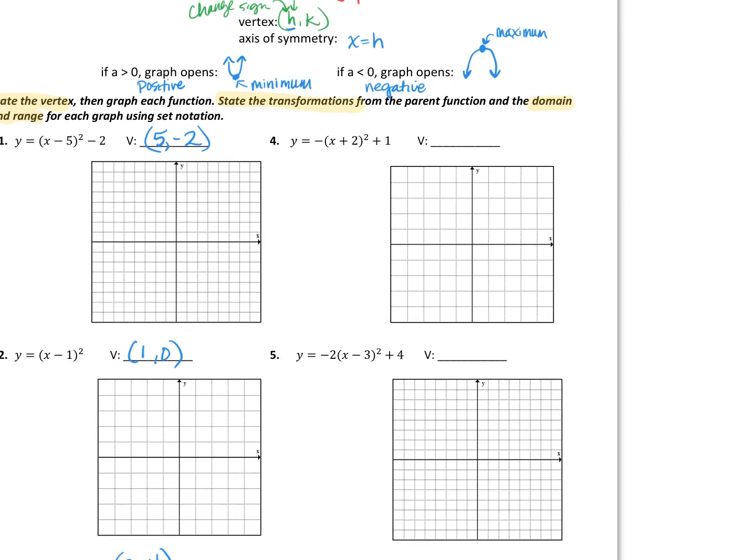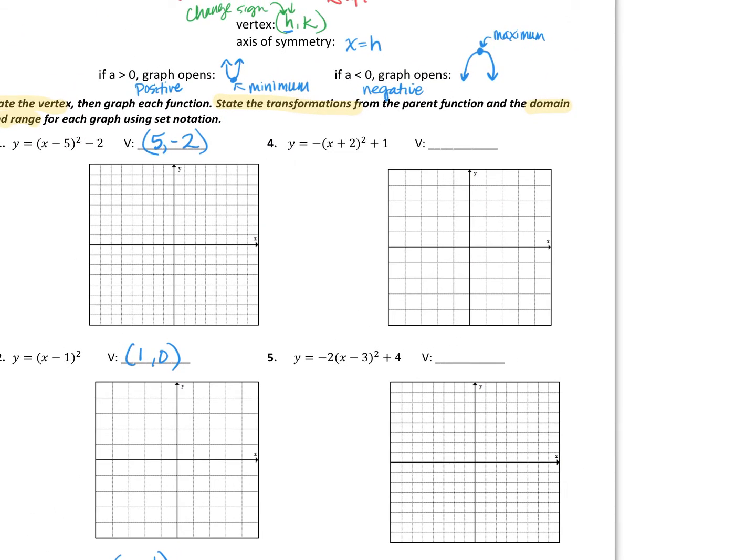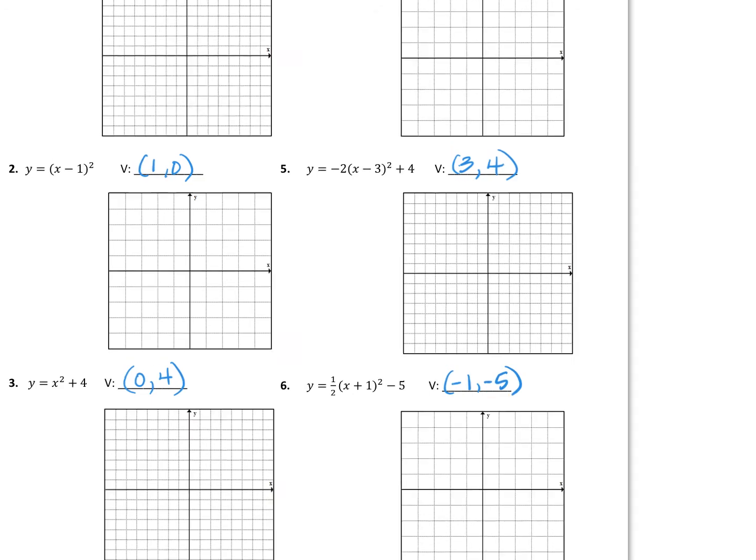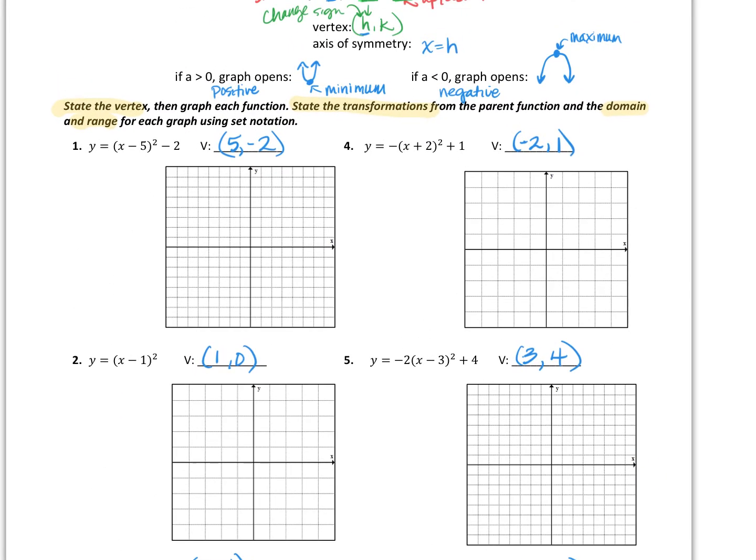Come back over here to number 4. My H value, that +2, I have to change the sign, it's -2, and that 1 hangs off the back. Number 5, it says -3 in the equation, but I know that's going to be a +3 and a +4 for K. And then number 6 down here has a vertex of -1 and -5. So that's how we find our vertex. Hopefully you found that to be pretty straightforward.